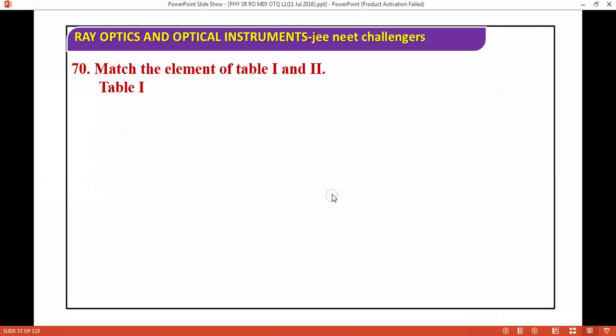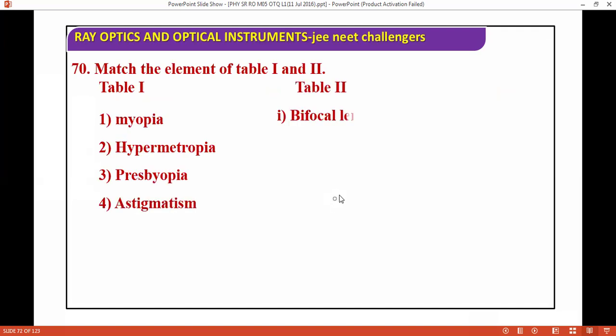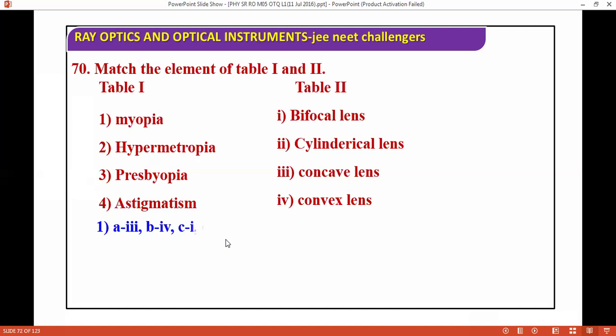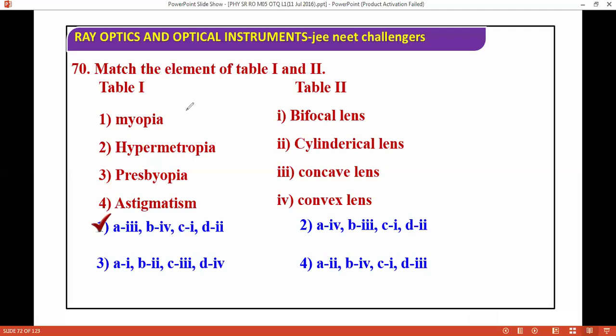This we have table one and table two. So these options we have, and the correct answer is, first, we are talking about myopia. Myopia goes with concave lens. Hypermetropia obviously goes with convex lens, and presbyopia goes with bifocal lens. Astigmatism will be cylindrical lens. You should use a cylindrical lens for astigmatism. Next question we are moving with.